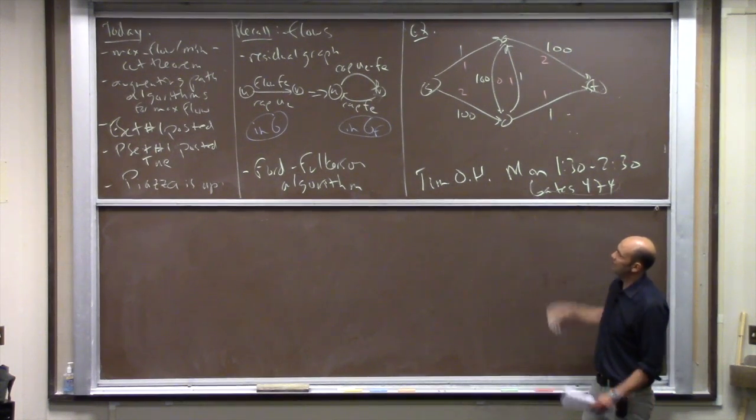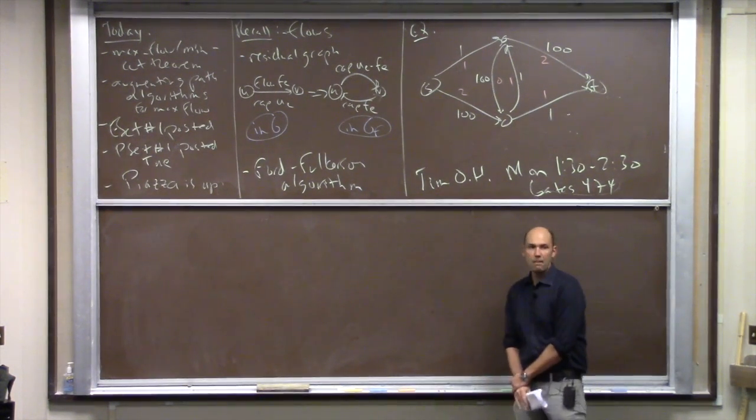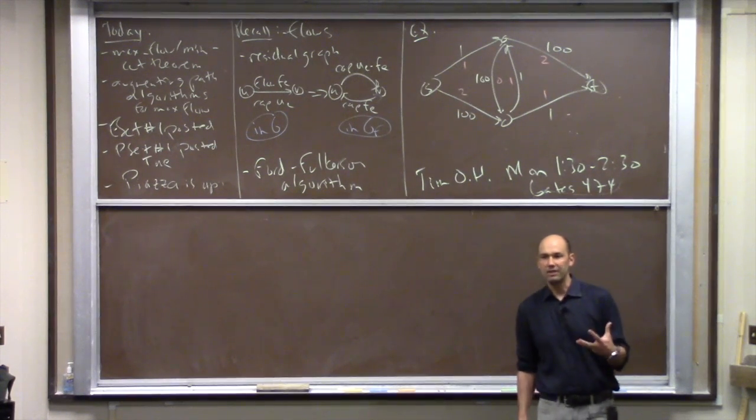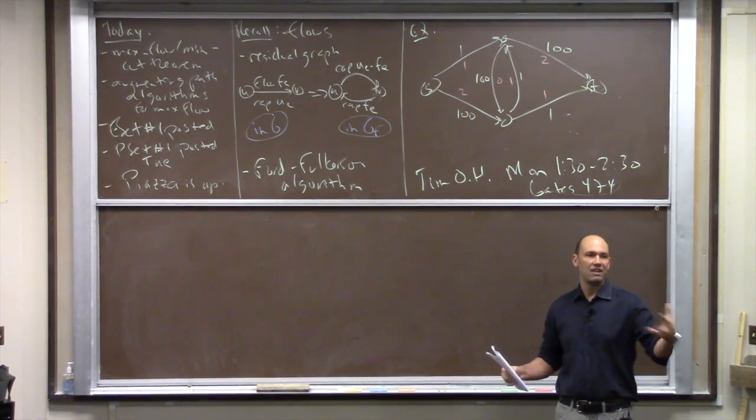Where did we leave off last time? So a few things I want you to remember about flows. Right, so we're talking about directed graphs. There's a source, there's a sink. Every edge has a capacity.